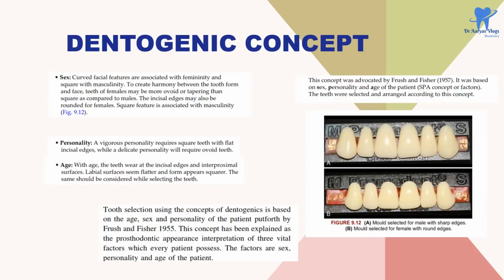What is personality? A vigorous personality requires square teeth with flat incisal edges, while a delicate personality requires ovoid teeth. What is the significance of age? With age, teeth wear at the incisal edges and interproximal surfaces. Labial surfaces seem flatter and form appears squarer. The same should be considered while selecting the teeth. So the teeth are selected and arranged according to this SPA concept or dentogenic concept.